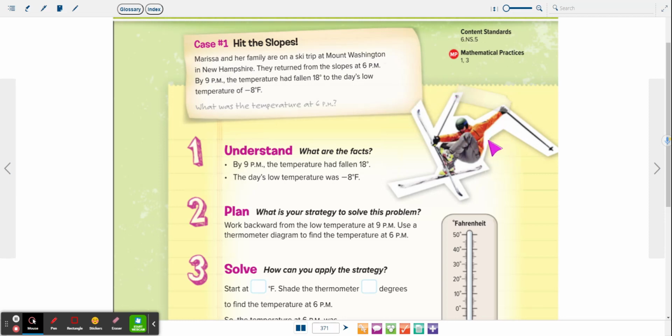So we're going to be doing this page together, and then the next page. And then the cases 3, 4, 5, and 6, I'm going to let you work with a partner on those. So let's get through this so you guys can get busy working.